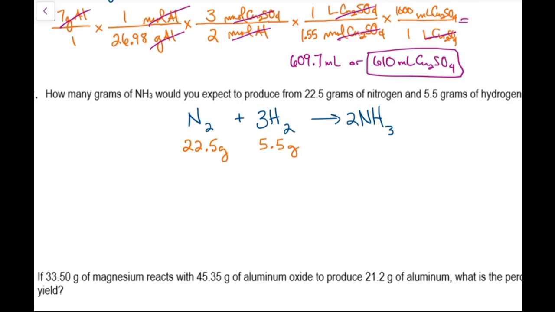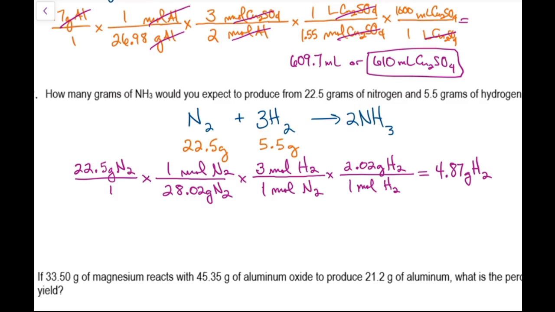So the way that we would do that is go from grams of one reactant, and again I usually just pick the first one, 22.5 grams of nitrogen, to grams of hydrogen. So go ahead and give that a shot. Okay, so I got 4.87 grams of hydrogen. And what does that mean? What's the significance of the 4.87 grams of hydrogen?